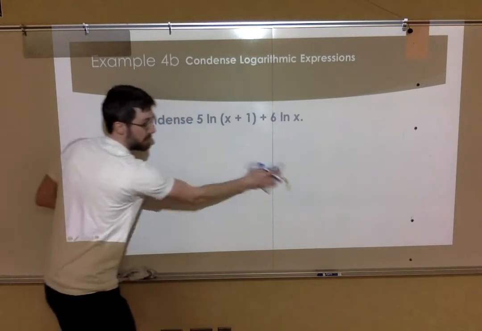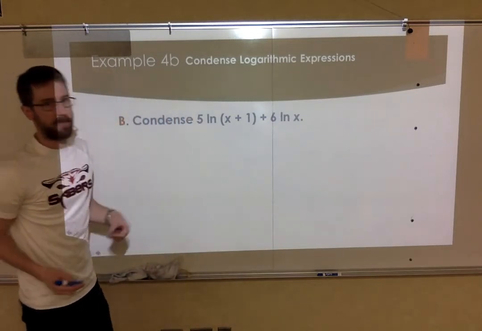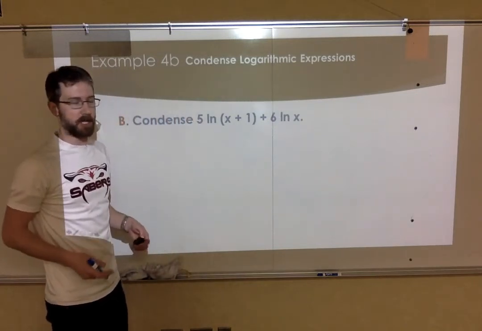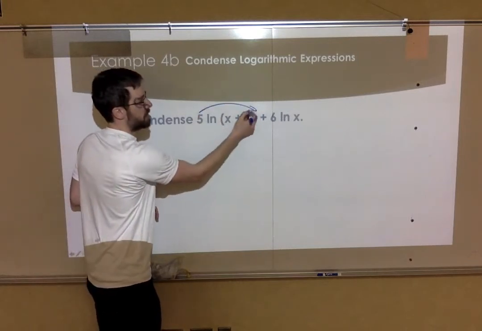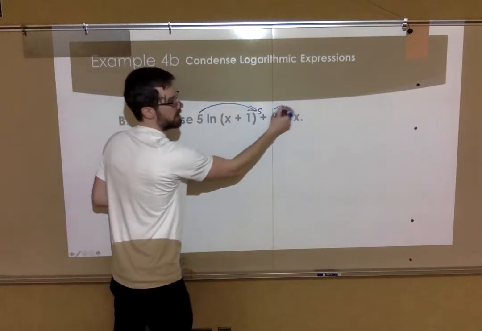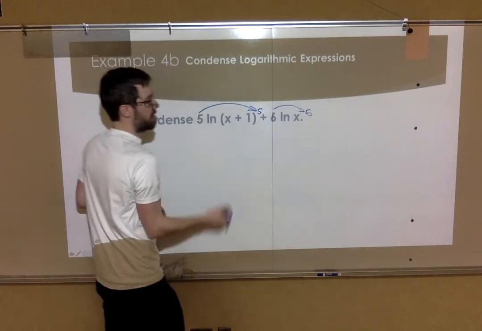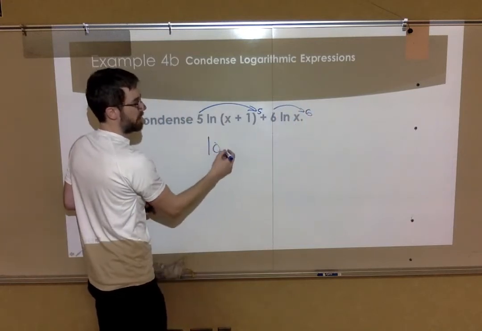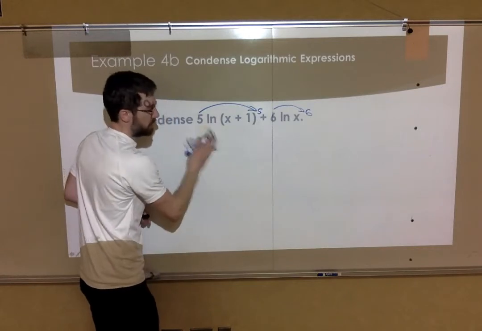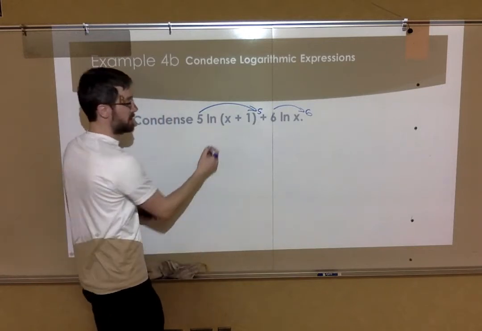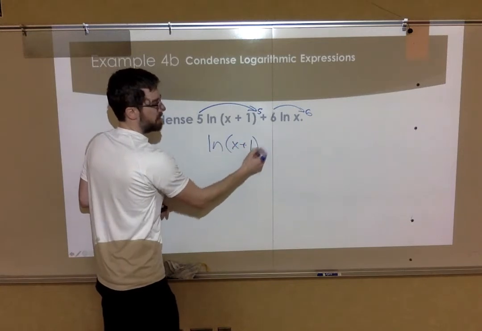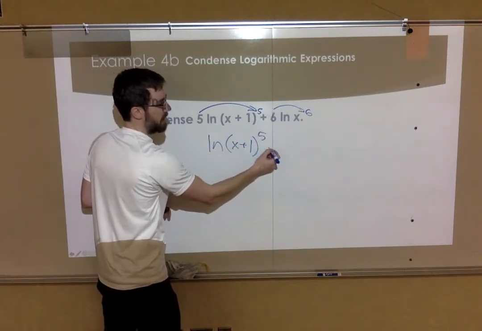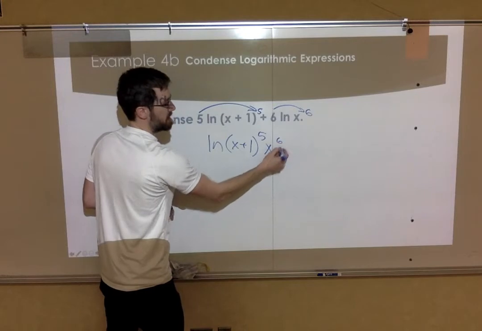All right, condensing this one. Really, it's the same thing. If you want to pause and try it out and check, great idea for right now. The 5 is going to move over here. The 6 is going to move here. And then we're going to put it all together. Not log, natural log. I guess I can make it log base e. X plus 1 to the 5th times x to the 6th.